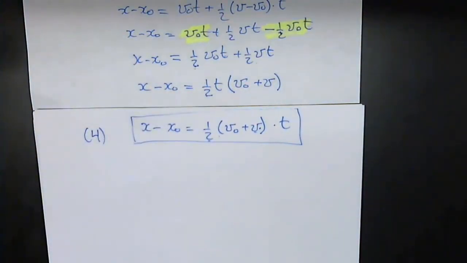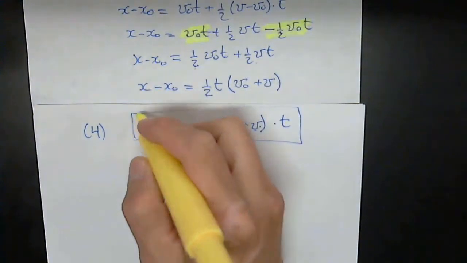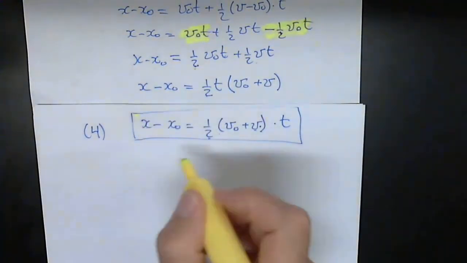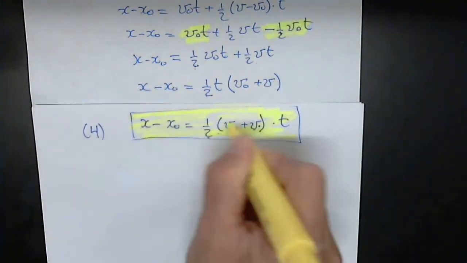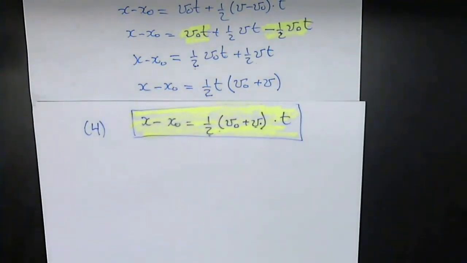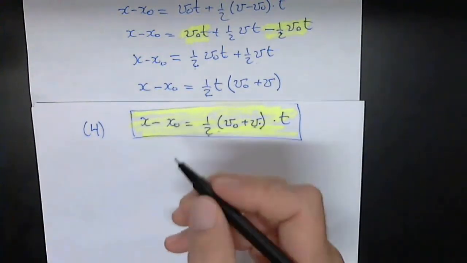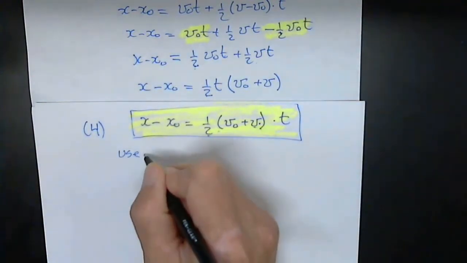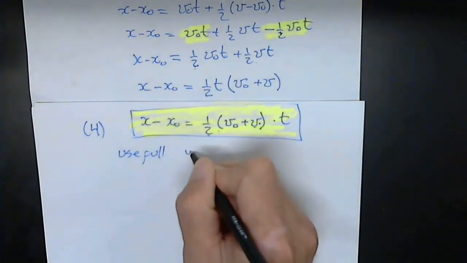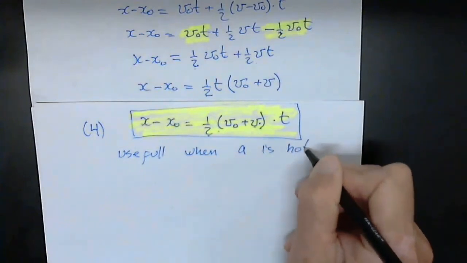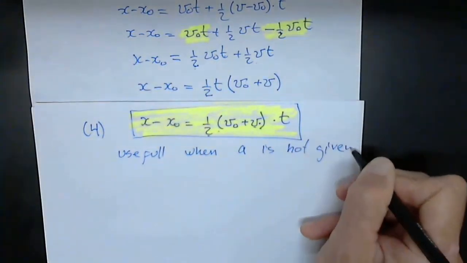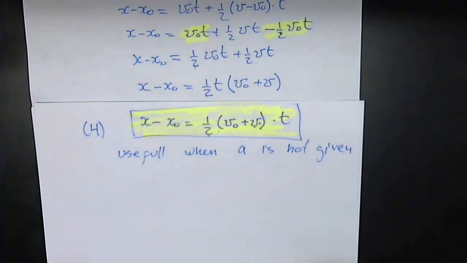And this equation is very confusing. The reason this equation is very confusing is that it is motion with acceleration, but the acceleration is not in the equation. So this is useful when acceleration is not given. The previous one was useful when the time is not given.